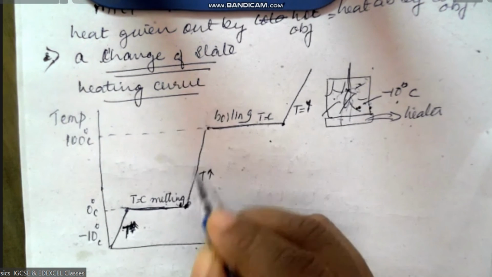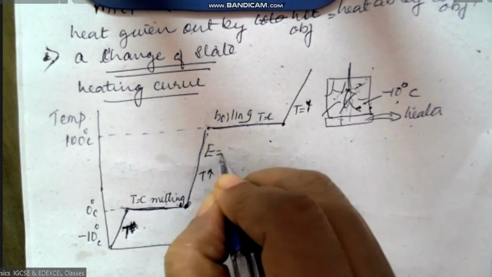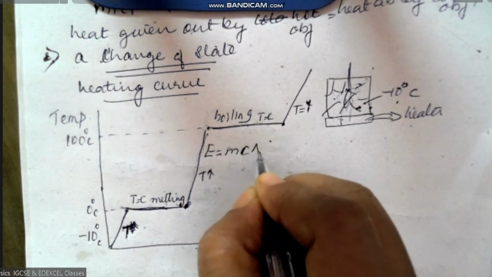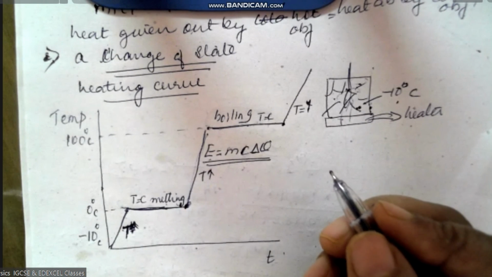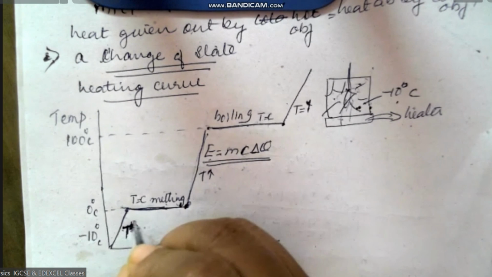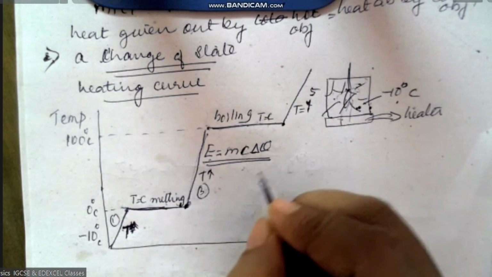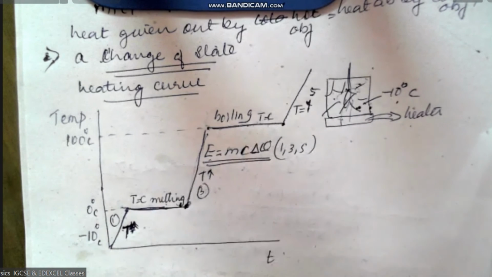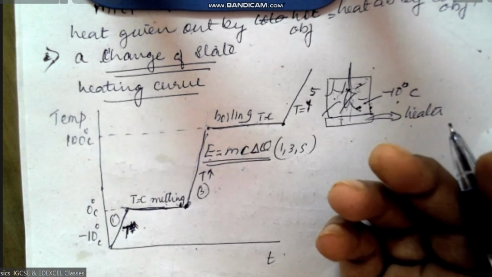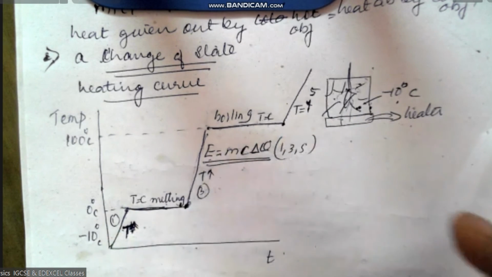Now, what we did earlier is when there is a change in temperature. For all these slanting parts, how do you calculate? E is equal to mc delta theta, or Pt is equal to mc delta theta, or VIt is equal to mc delta theta. This can be used for parts 1, 3, and 5 to calculate the amount of energy absorbed during heating or given out during cooling. So this is a heating curve.